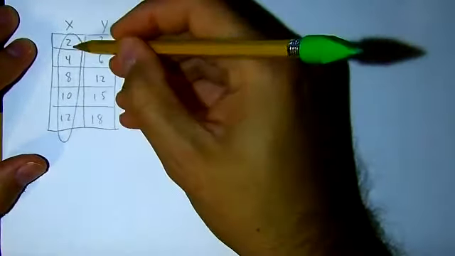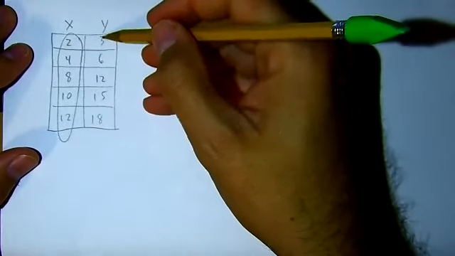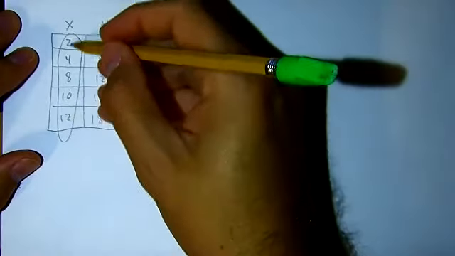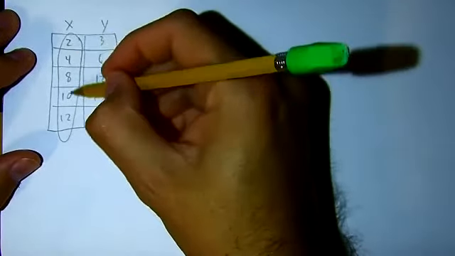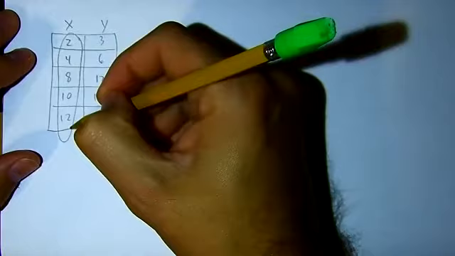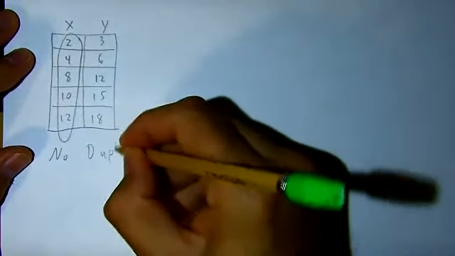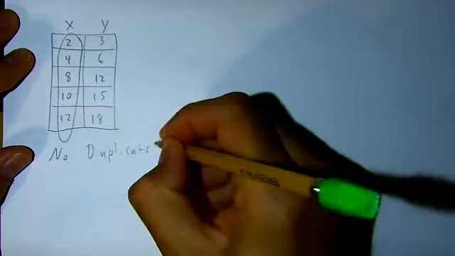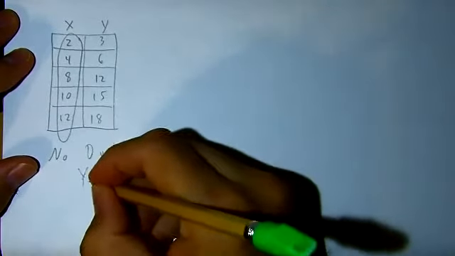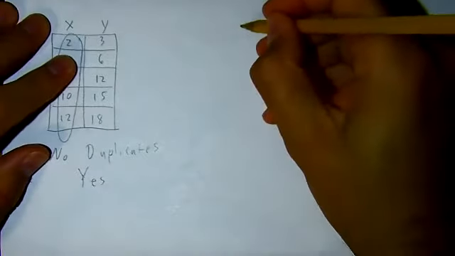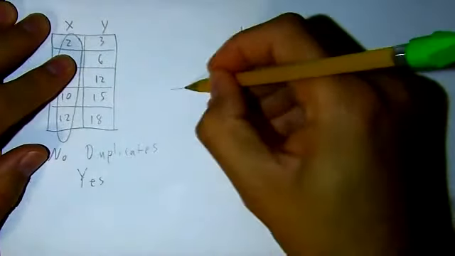You look at the X line. The Y line does not matter whatsoever. If you look at the X line, you're looking for duplicates. Are any of these numbers repeating? No, they are not. If there are no duplicates, it is a yes. And I'm going to prove it to you by drawing a graph.